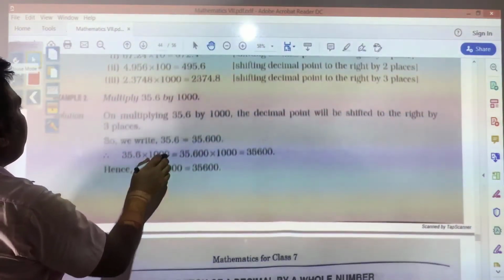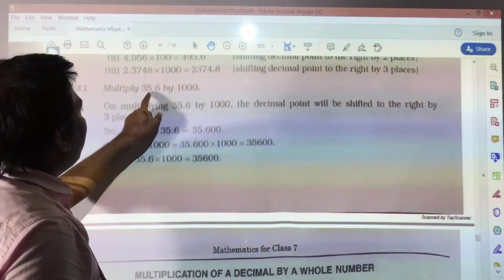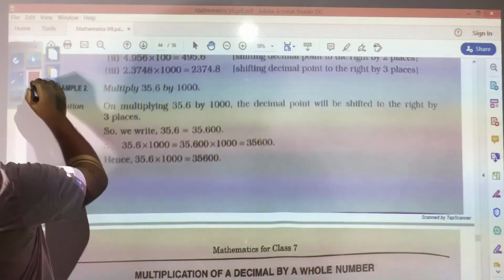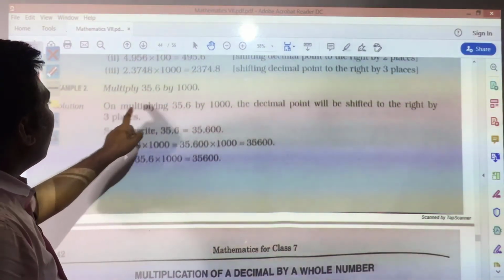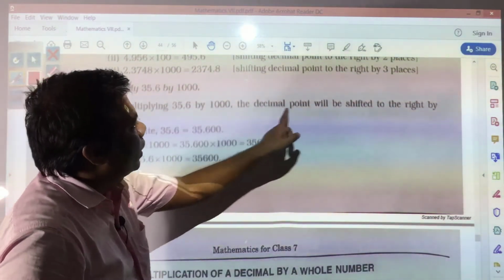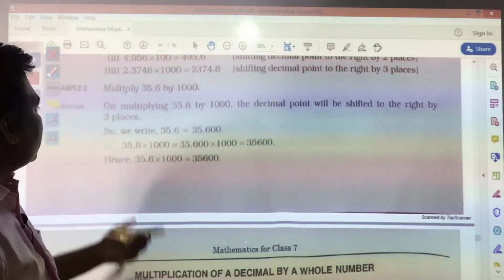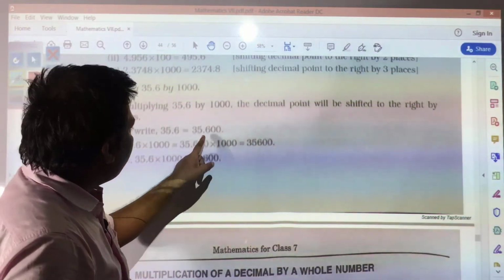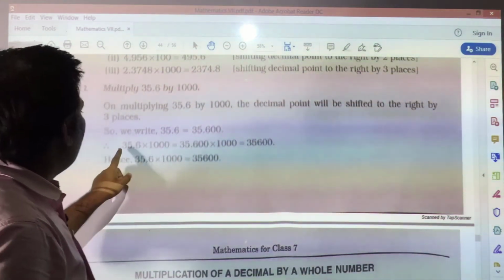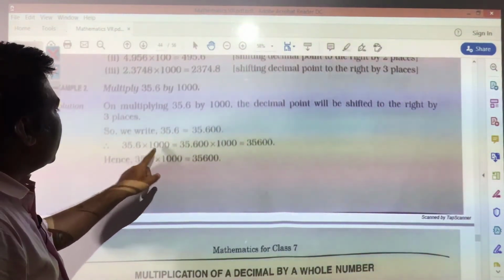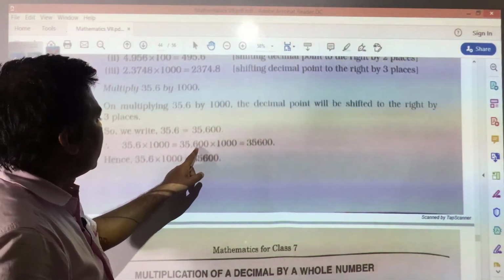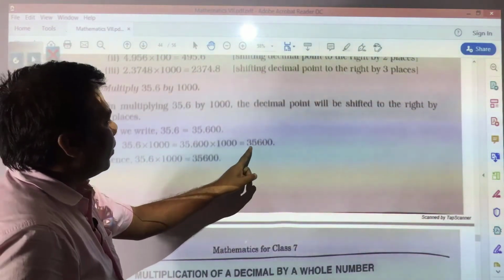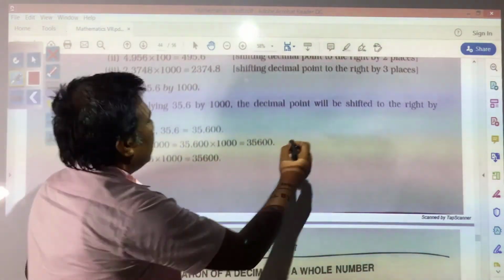Another example: multiply 35.6 by 1000. The same thing is required to be done. Here you see how it has been done. On multiplying 35.6 by 1000, the decimal point will be shifted to the right by 3 places. So, we write 35.6 as 35.600, and therefore 35.6 into 1000 will be 35.600 into 1000, and 3 places will be shifted and it will become 35,600.